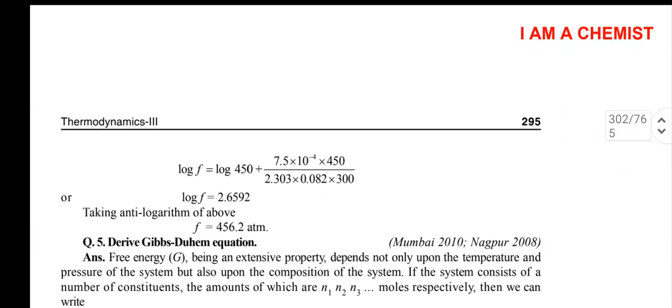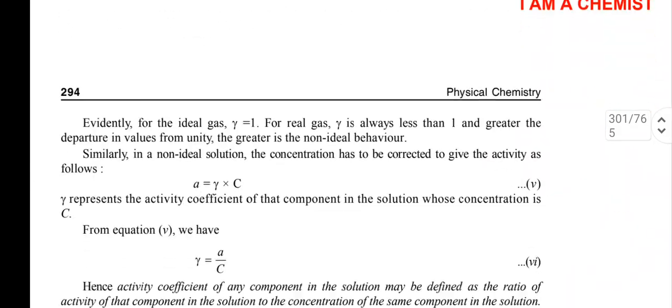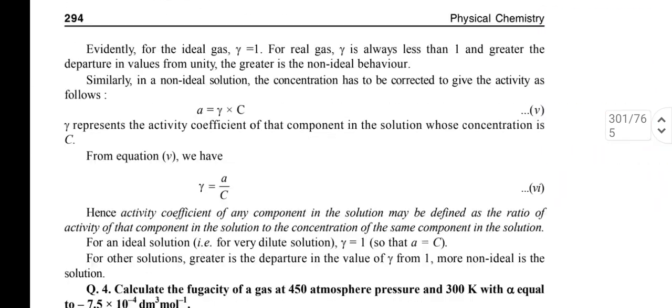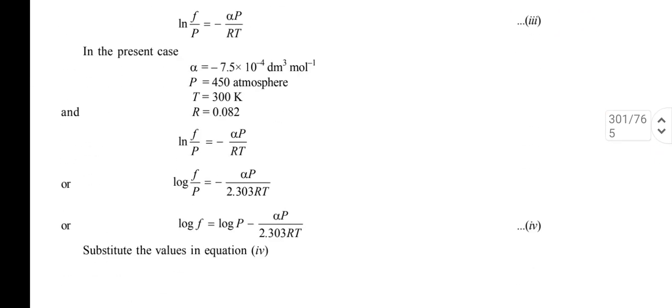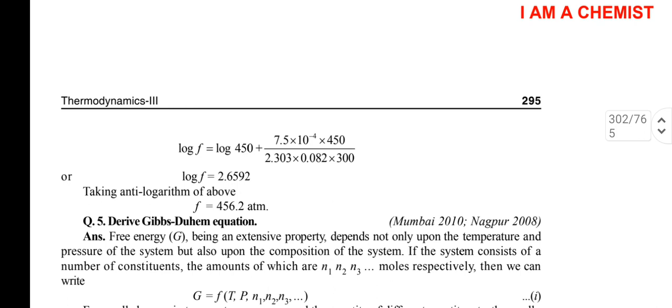Substitute the value in the equation. Log f equals logarithm of 450 plus 7.5 into 10 raised to power minus 4 into 450 divided by 2.303 into 0.082 into 300. Logarithm of f equals 2.6592. Taking the anti-logarithm of the above, f equals 450.6.2 atmospheric.